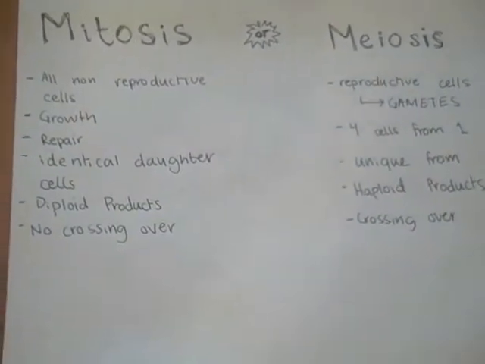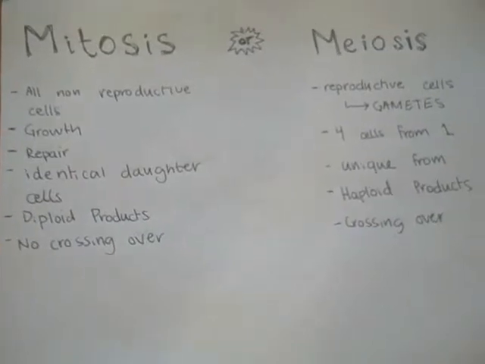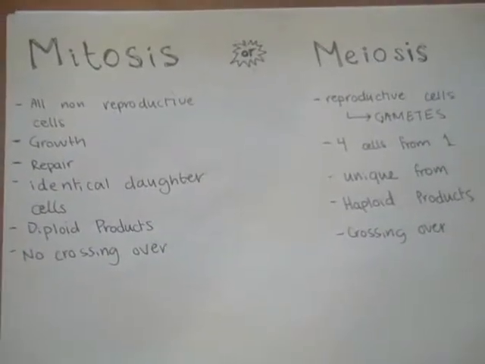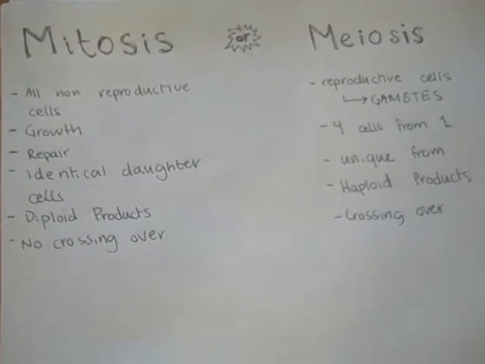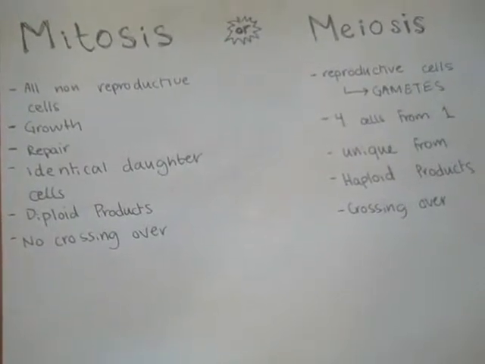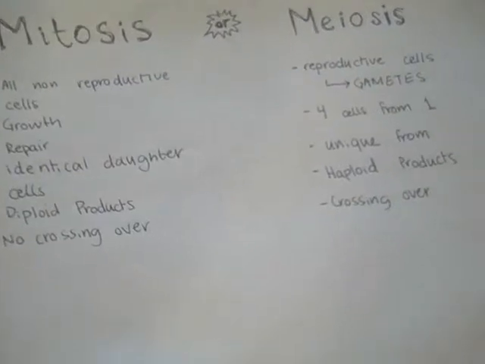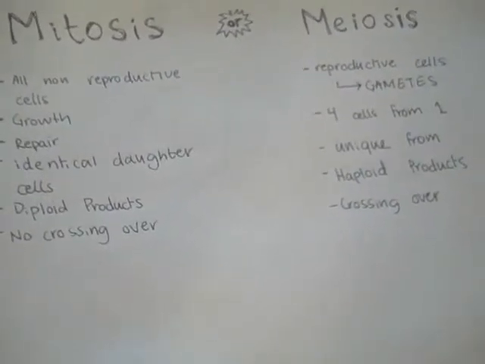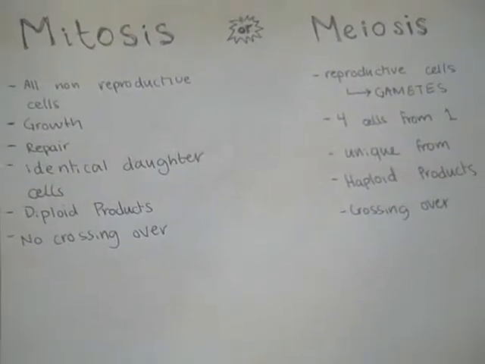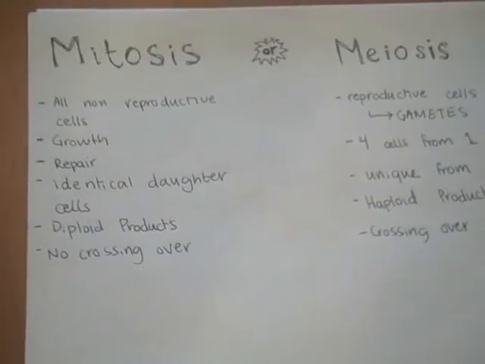Meiosis, on the other hand, is done by reproductive cells called gametes. Four cells are produced at the end of meiosis from one cell. They are all unique from the cell that produced them. The products are haploid, meaning they have half the DNA, and crossing over occurs in meiosis. Meiosis also has two parts, unlike mitosis.